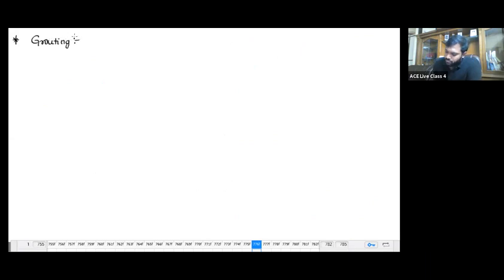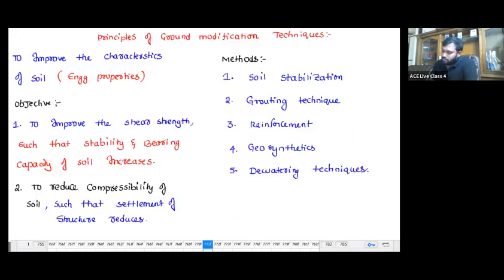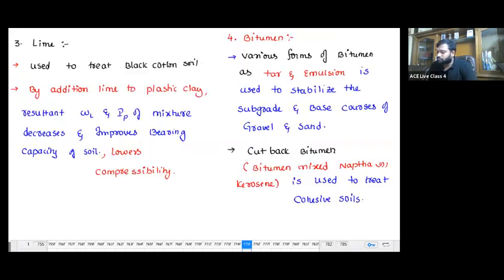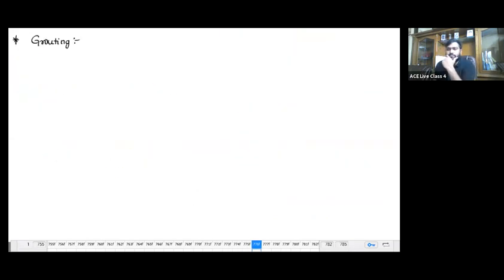So far so good, whatever discussion I have made so far is for soil stabilization. So I stabilize the soil either mechanically or by adding chemicals. Now, what is meant by the grouting technique? In simple words, it's just like an injection.